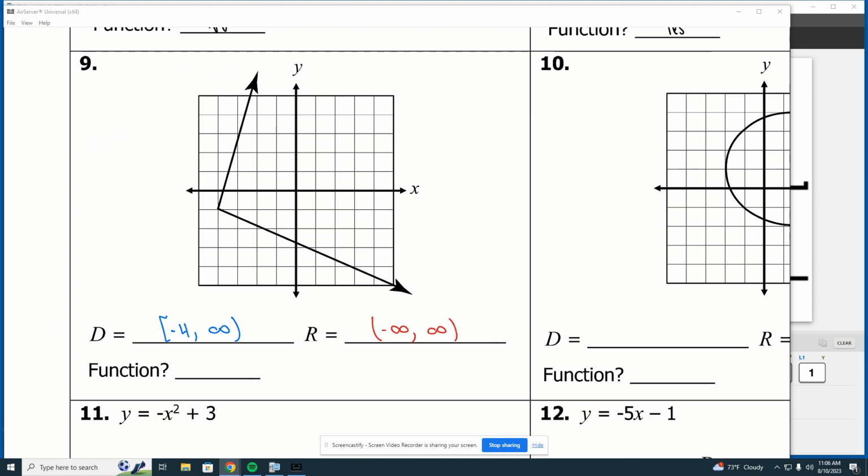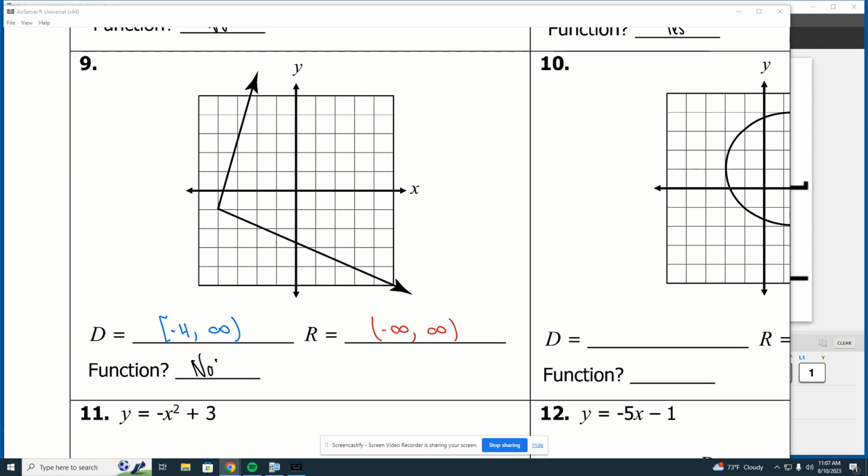Whoa. Is this one a function? Is this a function? No. It is not a function. Look, do your vertical line. What happens right here, here, here? They hit. You're hitting multiple points. Not a function. Do y'all understand that? Yes.